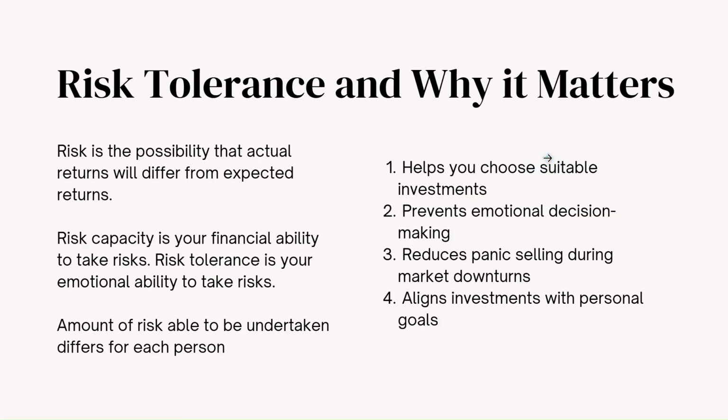So first of all, what is risk? Risk is the possibility that actual returns will differ from expected returns. There are two main forms of risk, which is your risk capacity, which is your financial ability to take risk, and risk tolerance, which is your emotional ability to take risks. So the amount of risk which can be undertaken differs for each person. So all of you in your groups will have different risk tolerance compared to each other.